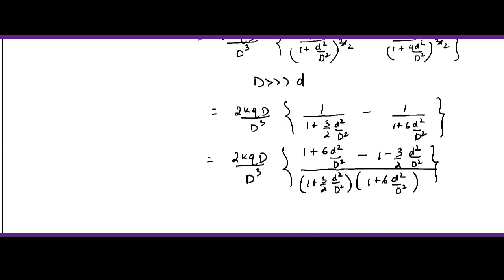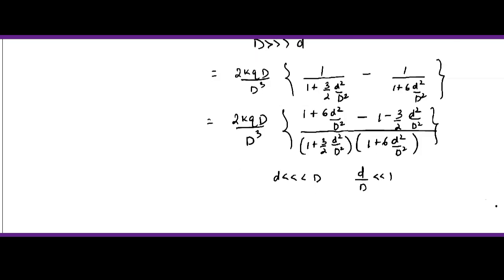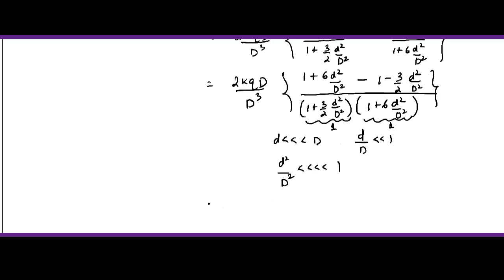Correct. Now since small d is very much less than capital D, the ratio d upon capital D will be less than 1. Or we can say that d square upon D square will also be very less than 1. So we can say that this term will be equal to 1 and this term will be equal to 1. Okay. So what we will get is 2kqd upon d cube raised into, so from here plus 1 and minus 1 get cancelled out and this will become 9 by 2 small d square by capital D square.